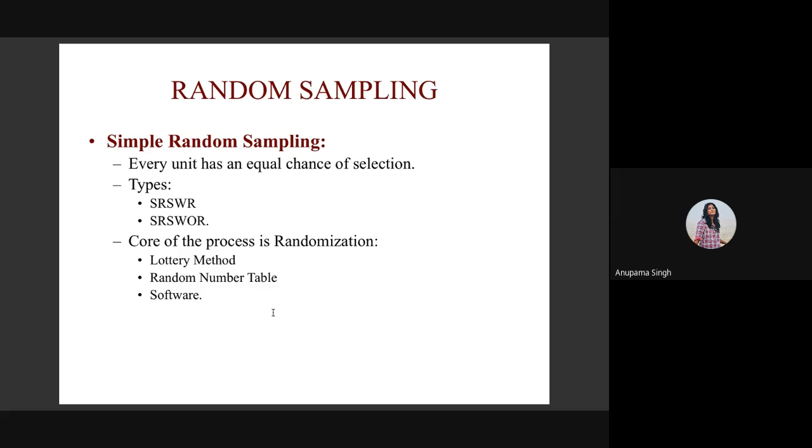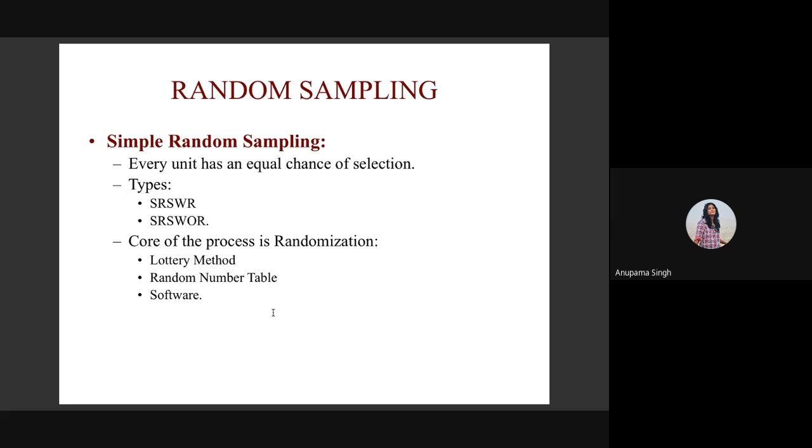Then we have the random number table. A random number table is a statistical table that is already available. And in that we have different methods in which you can select the units. Then we have software. Nowadays you can use different kinds of software, or even Excel.